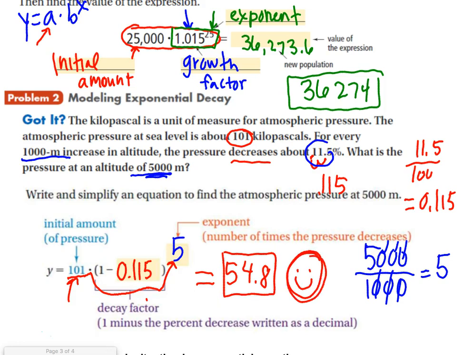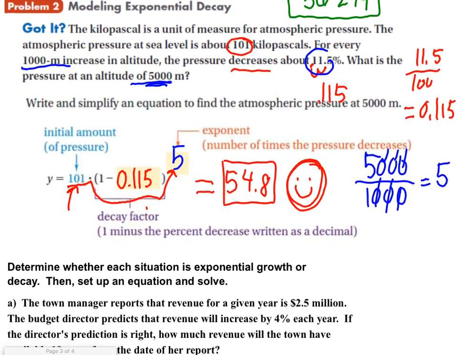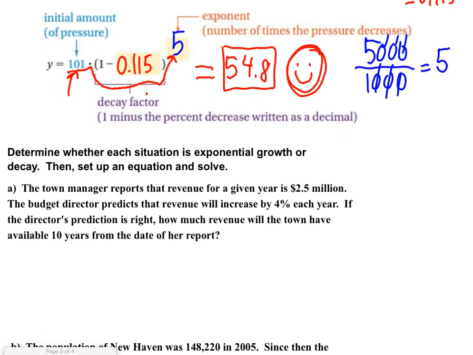Two left, just so we can practice how to do these all on our own. Okay? Two left, you can do it. It says determine whether each situation is exponential growth or decay, then set up an equation and solve. So this time we're doing all of it on our own, but we can handle it.